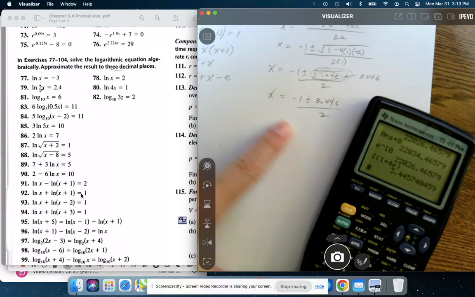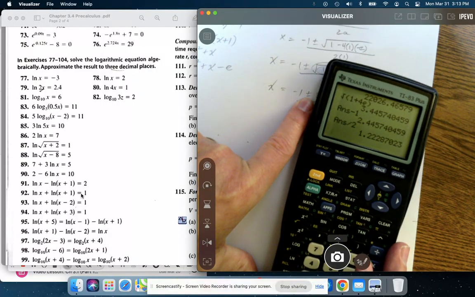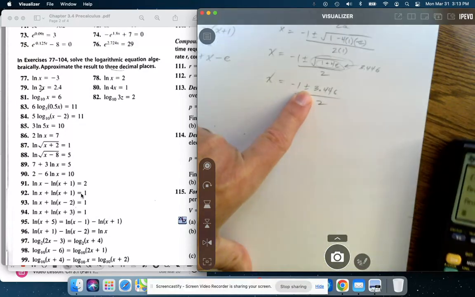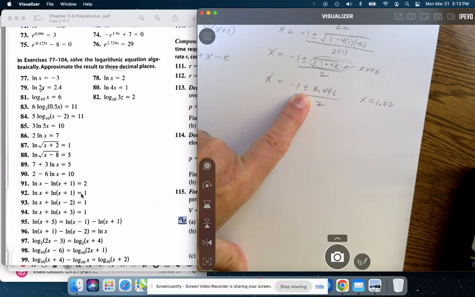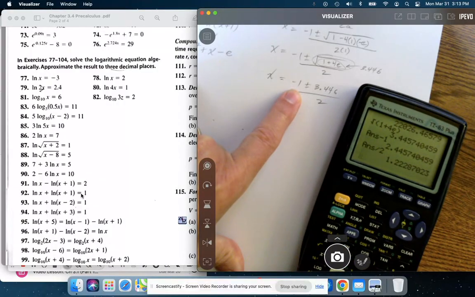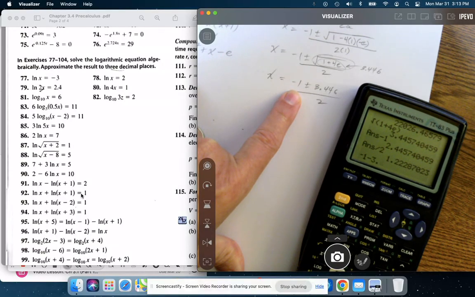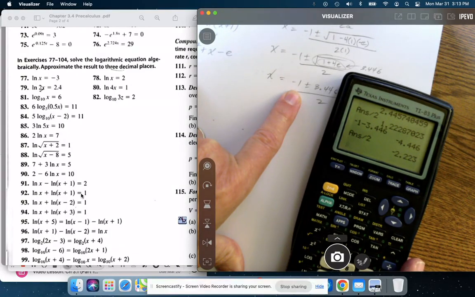So I'll do 3.446 take away 1 divided by 2. So one of the answers is about 1.223. I'll just do 1.22. And then another answer is negative 1 take away 3.446 divided by 2, negative 2.22.